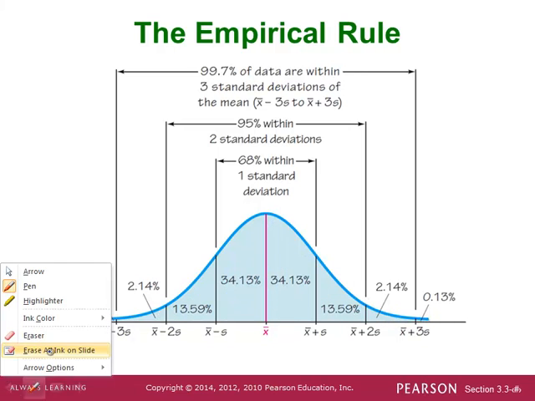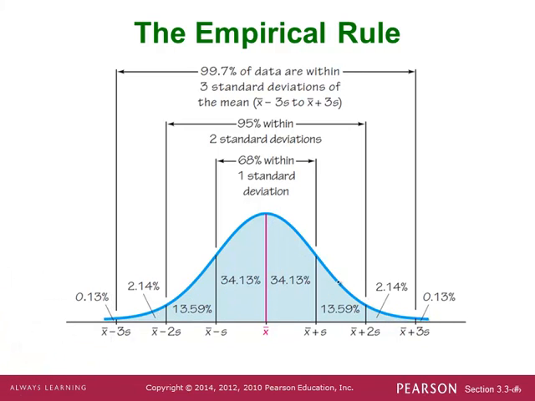Okay. Now, if you were to take 50% minus 34.13%, a little bit of rough math here, then you would have what? 15.87. As in 15.87% of the distribution above one standard deviation of the mean. And 15.87% of the distribution below one standard deviation below the mean. For example.